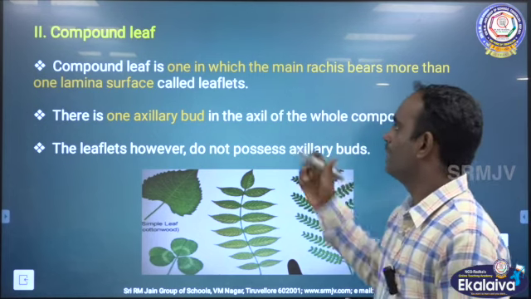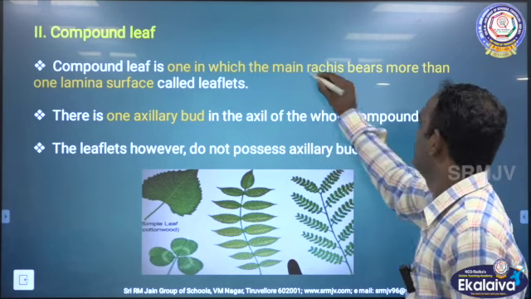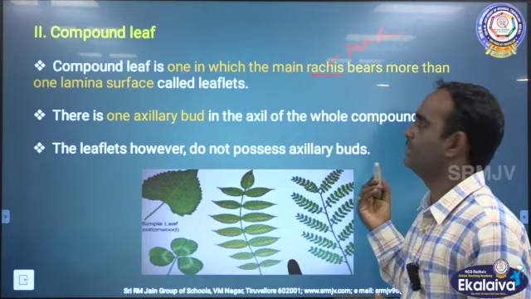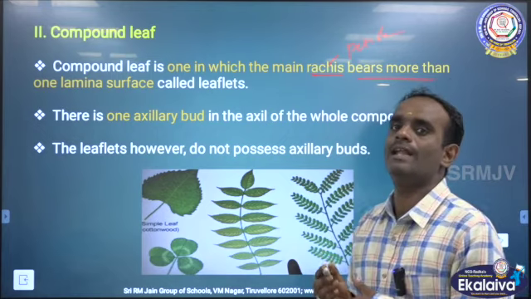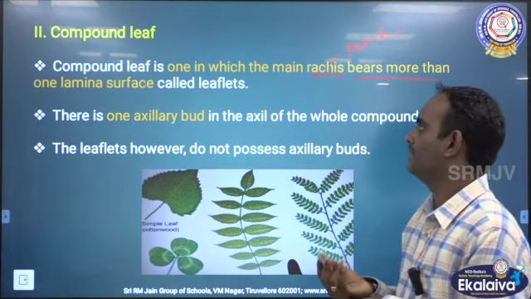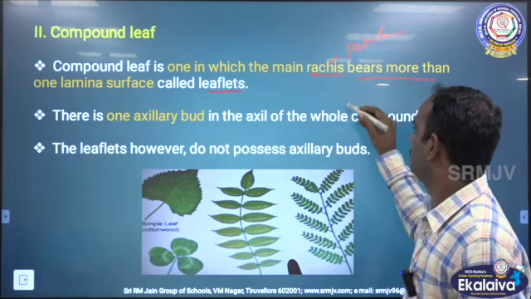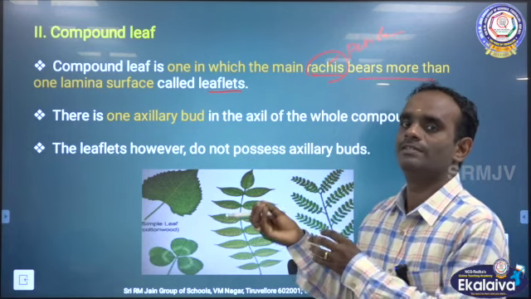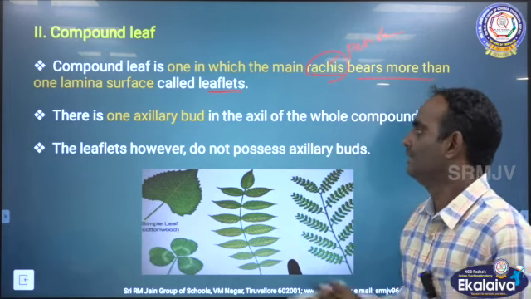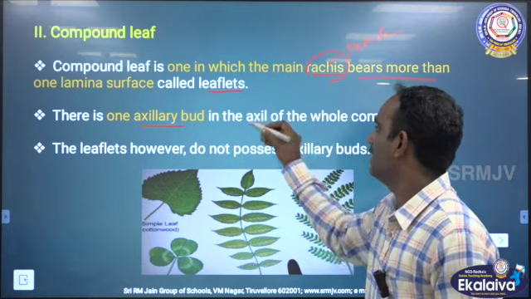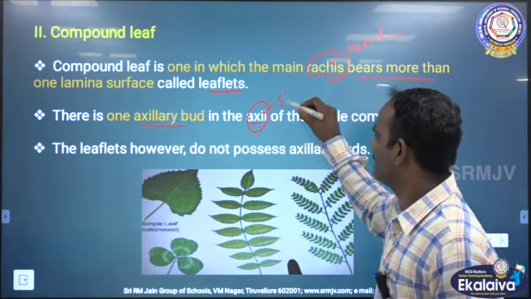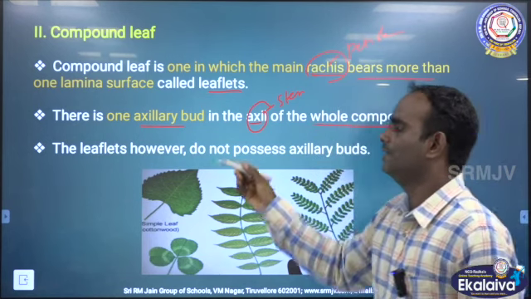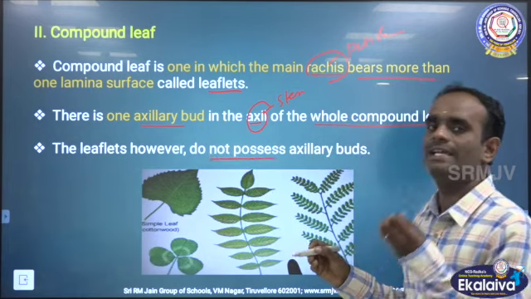A compound leaf is one in which the main rachis, which is nothing but the petiole, bears more than one lamina surface, one leaf blade, that is called leaflets. So there will be a main axis giving rise to small leaflets, that is called a compound leaf. There is one axillary bud in the axil. The axil is nothing but the stem, the main axis of the whole compound leaf. The leaflets, however, do not possess any axillary bud.